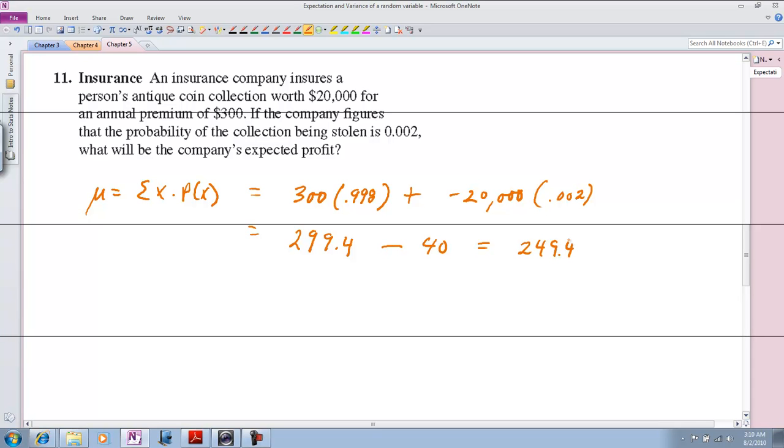Let me just check my calculations with a calculator. Okay. So 300 times 0.998 equals 299.4. Very good. And then, whoops, 20,000 times 0.002 equals $40. And there you go. So that's their expected profit. In any given year, they expect to make about $260 from this policy. Okay, let's look at one more.